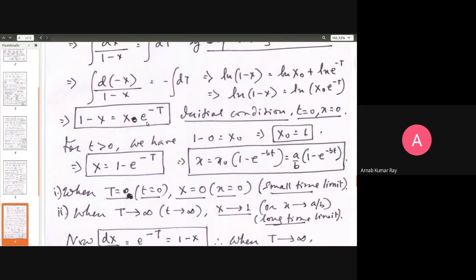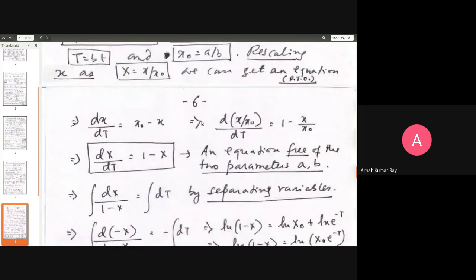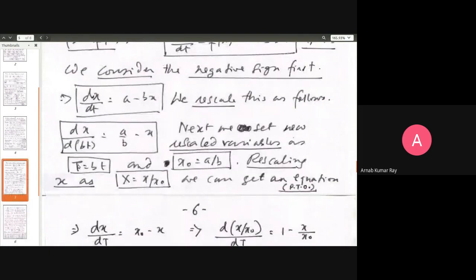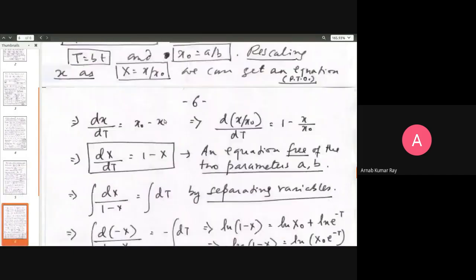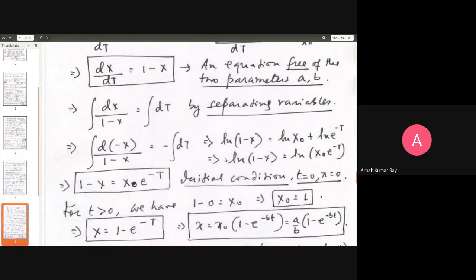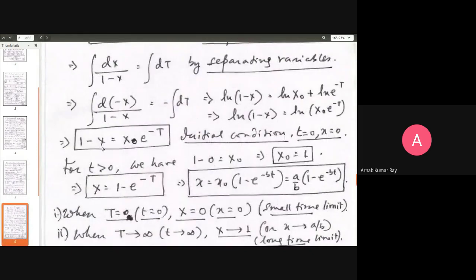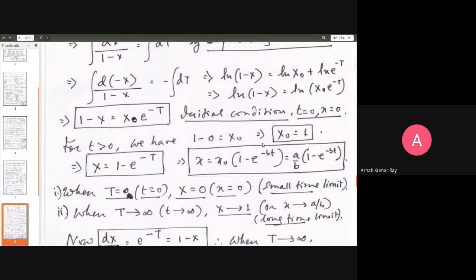When small x is equal to 0, capital X is also equal to 0. How so? Small t is equal to 0, capital T will be 0 because b is a non-zero constant. When small x is equal to 0, capital X will also be equal to 0 because small x is just being divided by a constant, non-zero number. So there we have 1 minus 0 is equal to x naught into e raised to 0, which will be 1. So 1 minus 0 will be equal to x naught, and x naught therefore will be equal to 1.